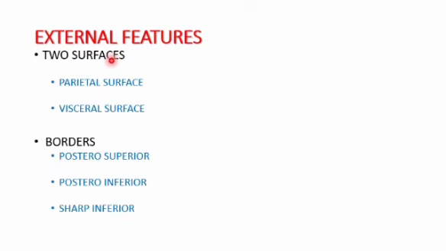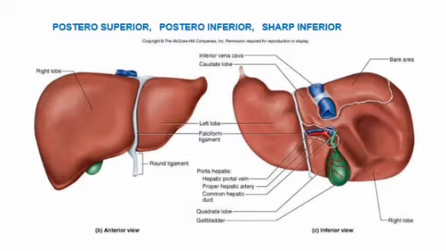So coming to the surfaces, the liver consists of a parietal surface and a visceral surface. And the borders: it has the postero-superior border, postero-inferior border and sharp inferior border. Now in this image we are going to talk about the borders of the liver. As I said previously, this is the anterior portion, this is the posterior one. Here we can see an upper border. This is called the postero-superior border of the liver.